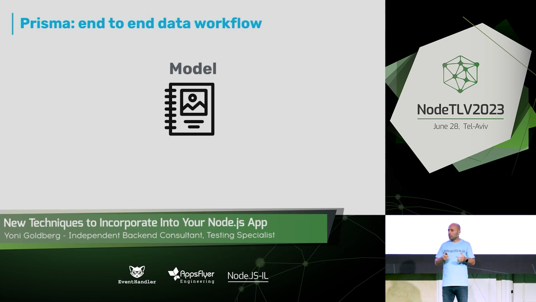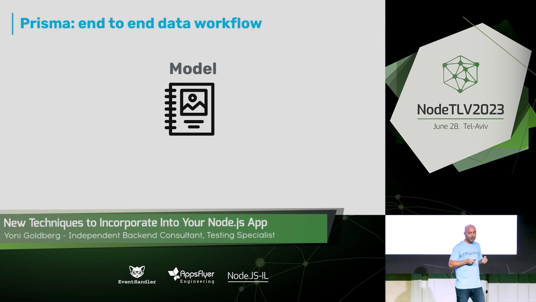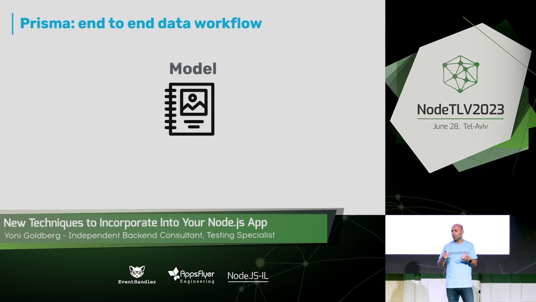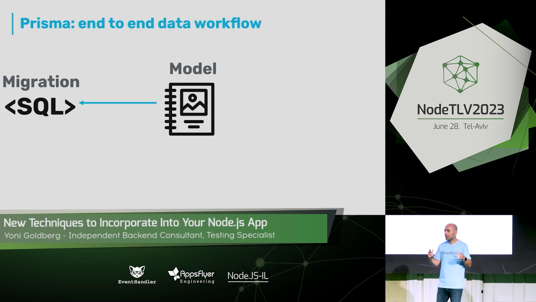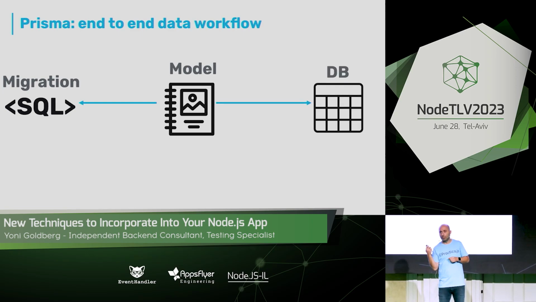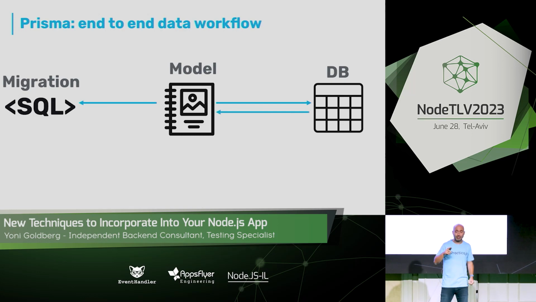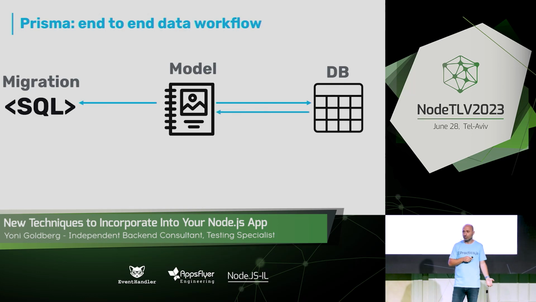Then back to Prisma. Once you have the model, really, there are a lot of things to love about Prisma, but one of the most impressive areas is its end-to-end data workflow features. For example, when you have a model, you can generate a migration. If you change something, it knows to sync. You can push to DB, or you can go the other way around. You can start from DB and generate your model.